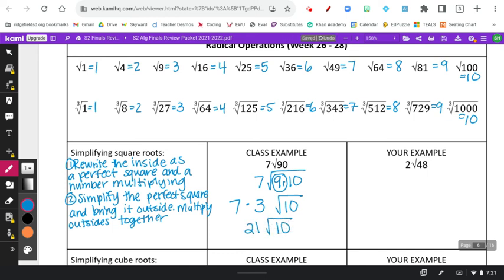This brings us to our last step, step 3, check if simplified completely. And to do that, we're just going to take a look at the inside again, and we're going to see if there's any perfect squares that divide into it. I know that 4 does not divide into 10, 9, 16, any numbers like that, so this is our final answer.